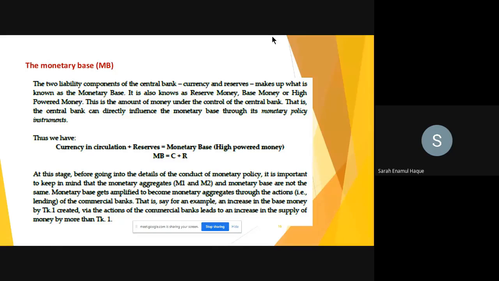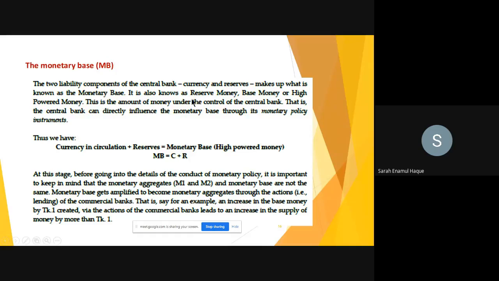Okay. So we are talking about the monetary base. The total currency in circulation and the total reserves, both of these make up something called the monetary base. It's known by many names, but I will always refer to it as monetary base in my class. It's also known as reserve money, base money or high-powered money, but what we like to call it is monetary base.